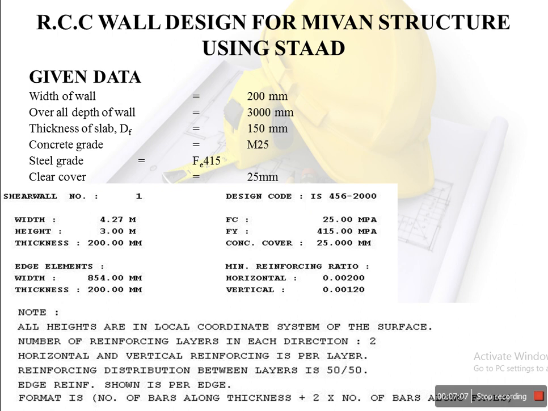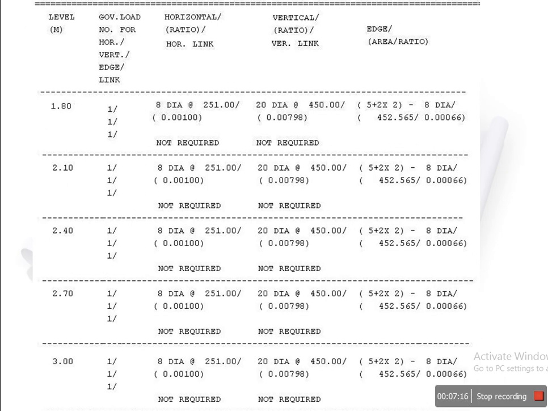Shear wall design. Width of wall 200 mm. Overall depth about 3000 mm. Thickness of slab 150 mm. Concrete grade M25 and Fe415. Clear cover 25 mm.